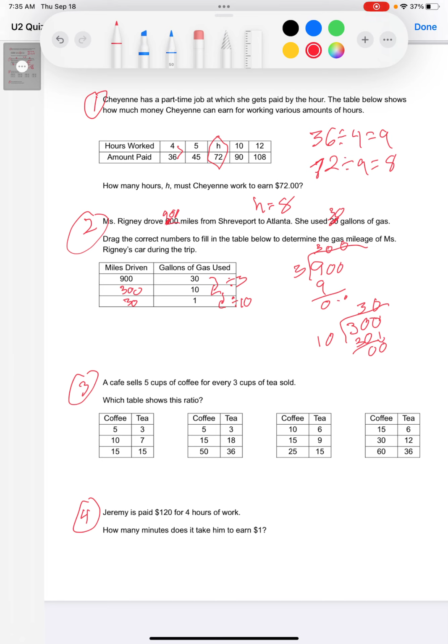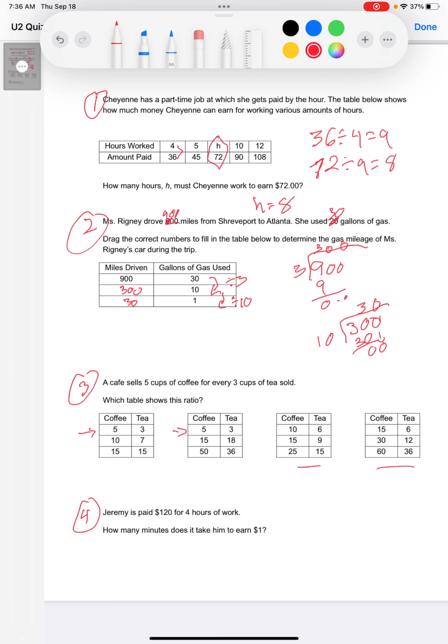Now, a cafe sells 5 cups of coffee for every 3 cups of tea sold. Which table shows this ratio? So this is a multiple choice question, and so I set it up as a multiple choice. So we have to figure out which one of these tables correctly shows this ratio of 5 to 3. Well, this one starts with 5 to 3. These ones don't. It doesn't mean they're wrong. It just isn't starting with 5 to 3.